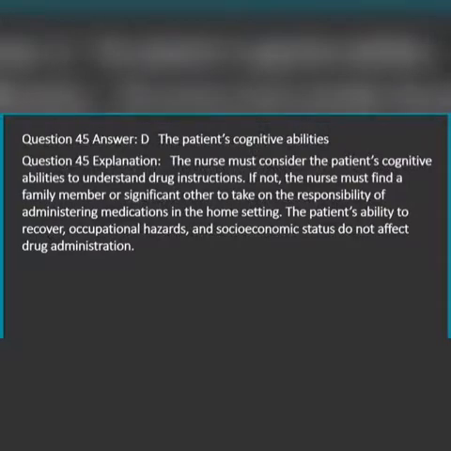Explanation: the nurse must consider the patient's cognitive abilities to understand drug instructions. If not, the nurse must find a family member or significant other to take on the responsibility of administering medications in the home setting. The patient's ability to recover, occupational hazards, and socioeconomic status do not affect drug administration.